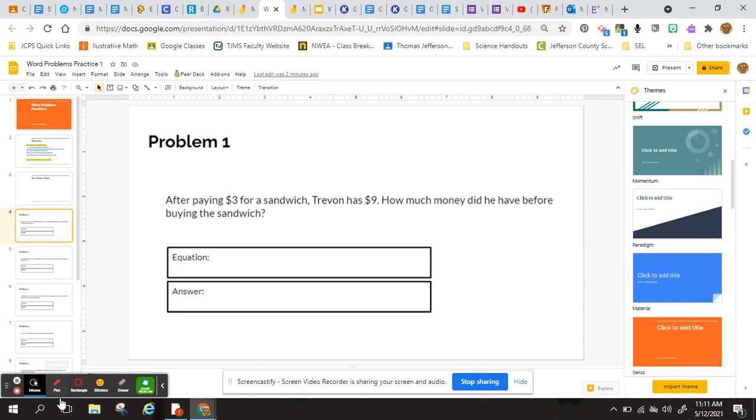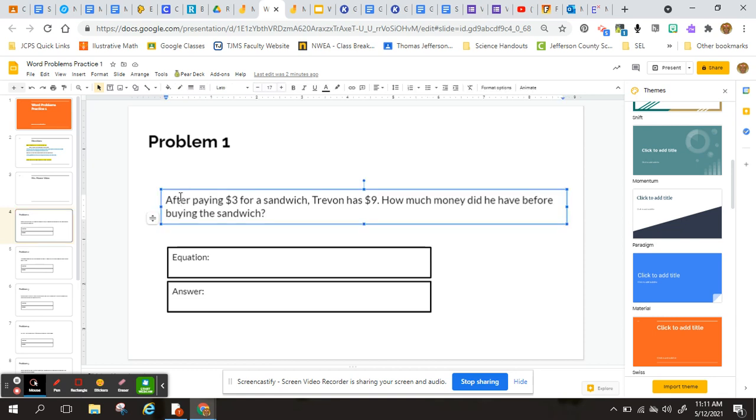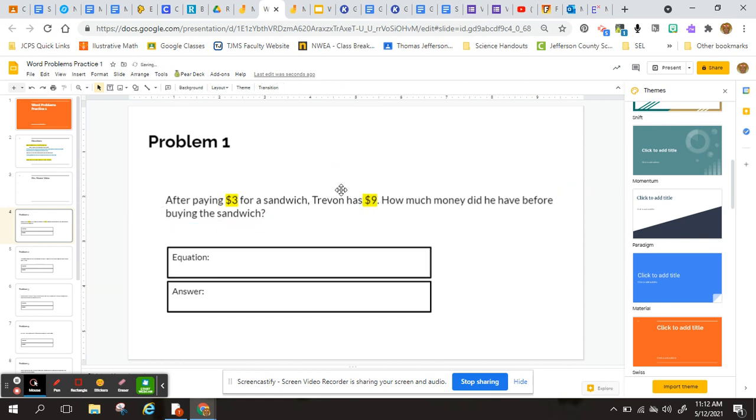So let's do so here. Let's see. To click on it. There we go. So you click in the text box, then you're able to highlight our numbers, which we have $3 as our number and $9 as well. Okay, so we got $3 and $9.